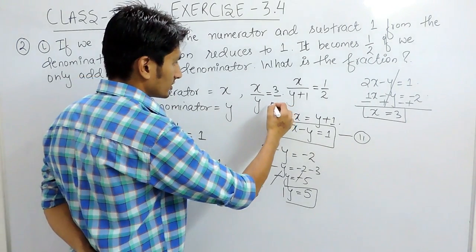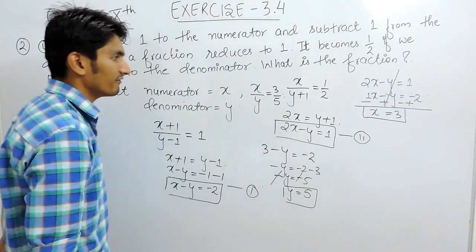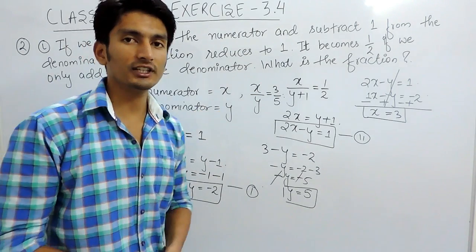And the denominator of the fraction should be equal to 5. So this is our fraction, 3 upon 5.